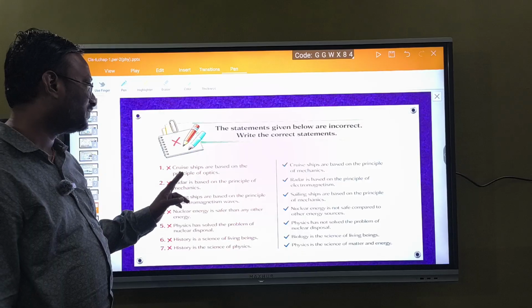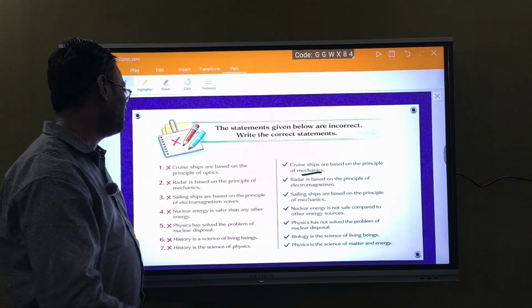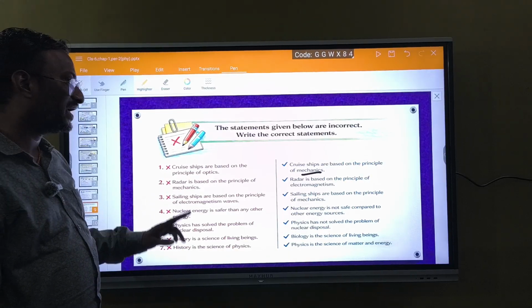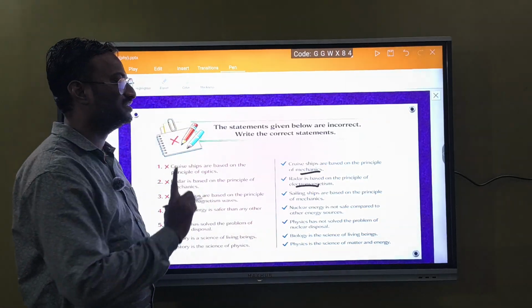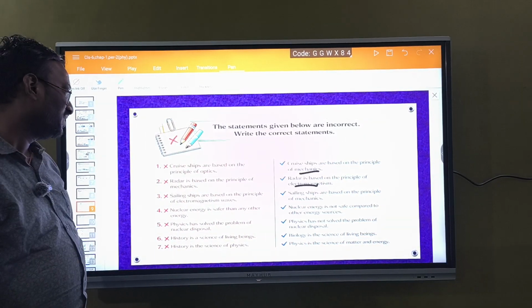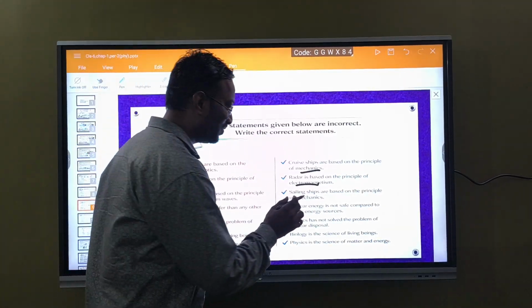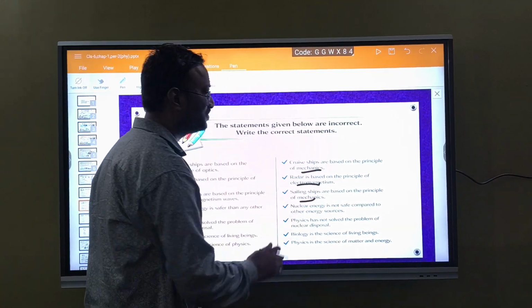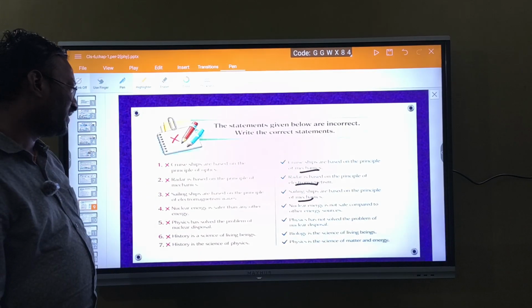Cruise ships are based on the principle of optics. No, those are based on mechanics. Radar is based on the principle of mechanics. No, it is based on electromagnetism. Radar is based on electromagnetism. Sailing ships are based on the principle of electromagnetic waves. No, ships are based on mechanics. Okay, based on the principle of mechanics.